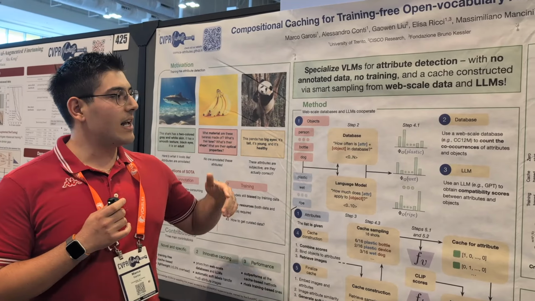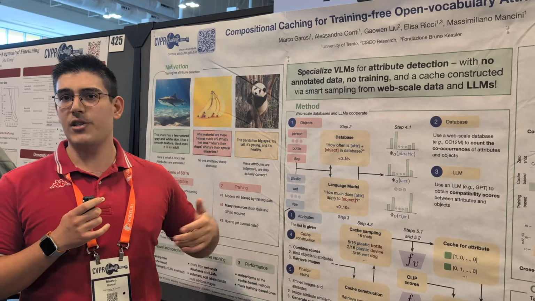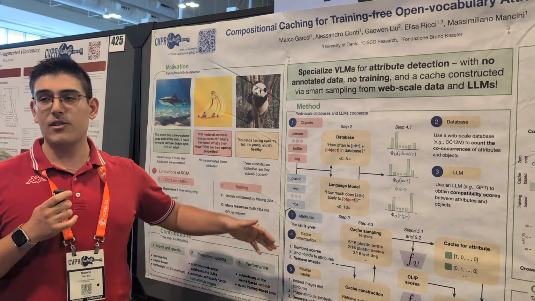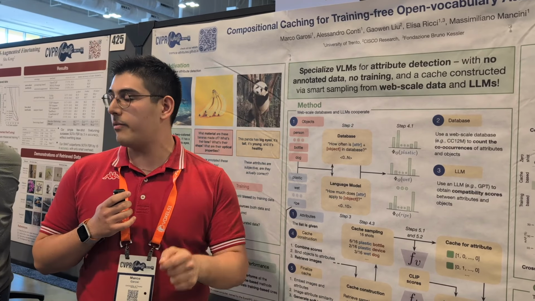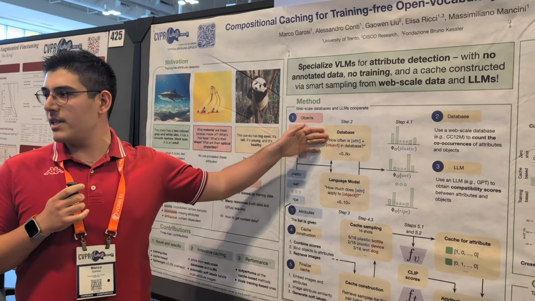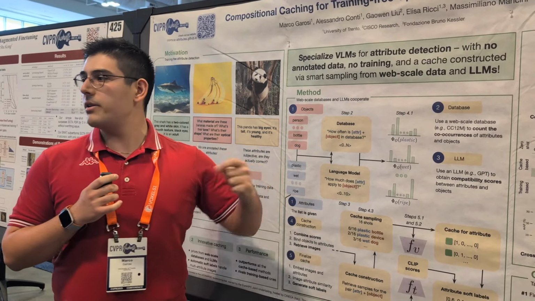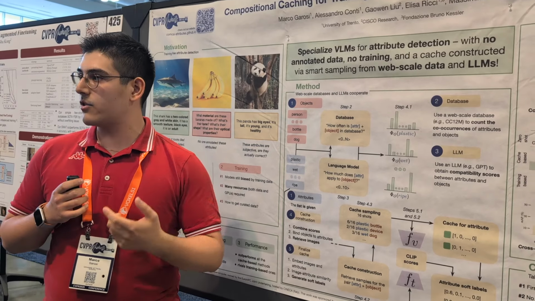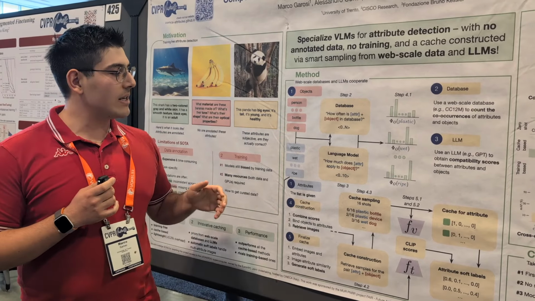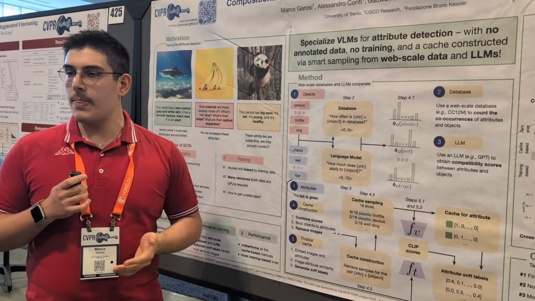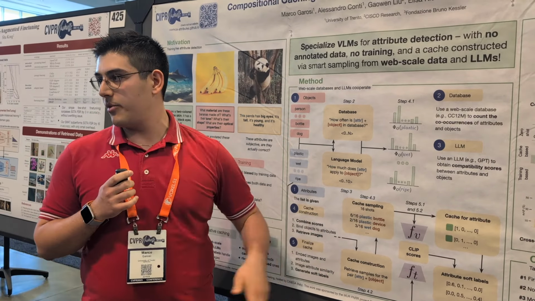So the rationale is that we can construct the distributions that model how objects and attributes relate to each other in the real world, and then sample from them the objects that we want to put in the cache. We use a retrieval database, CC12M in our case by default, and we count the co-occurrences of attributes and objects to get a score. And we do the same with the language model by asking it how much each attribute applies to each object. At that point, we can combine the two scores to get these proxy distributions that we can sample from.